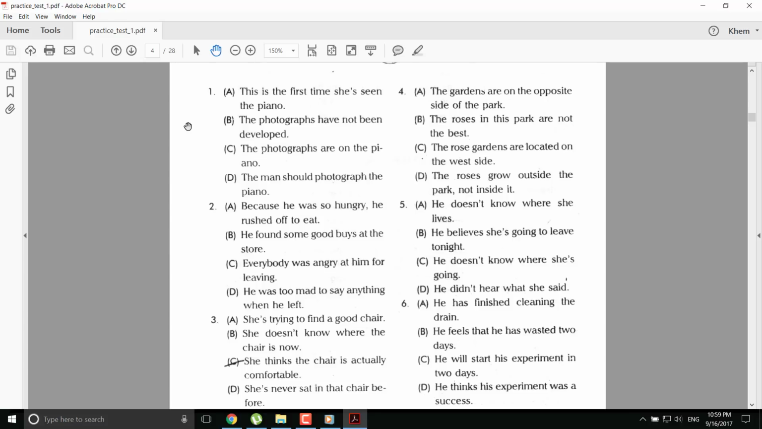Number 5. "George, is Linda leaving tonight?" "I think that's what she said." What does George say about Linda? Number 6. "2 weeks' work, down the drain." "Oh, no! Your experiment wasn't successful?" What is learned about the man from this conversation?